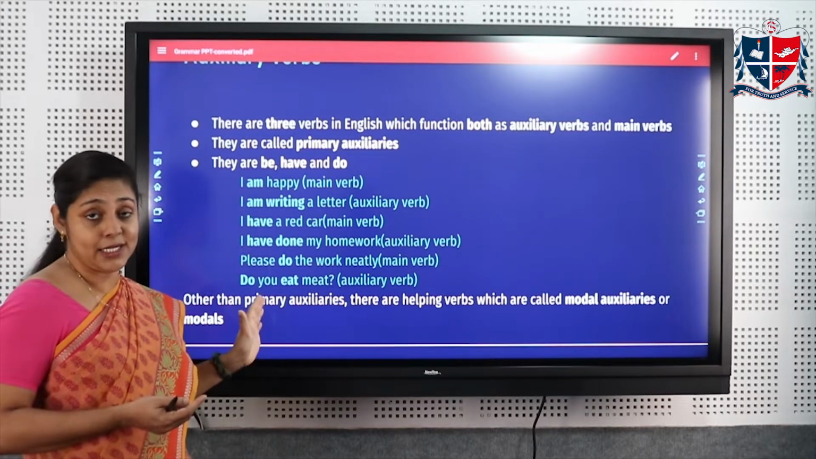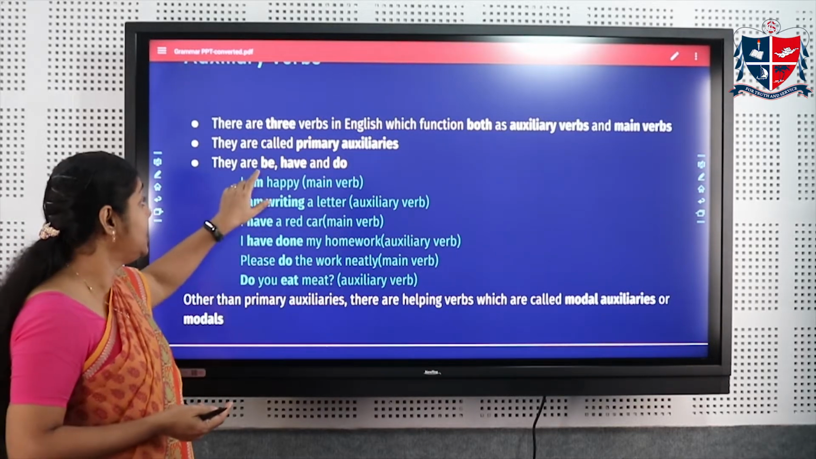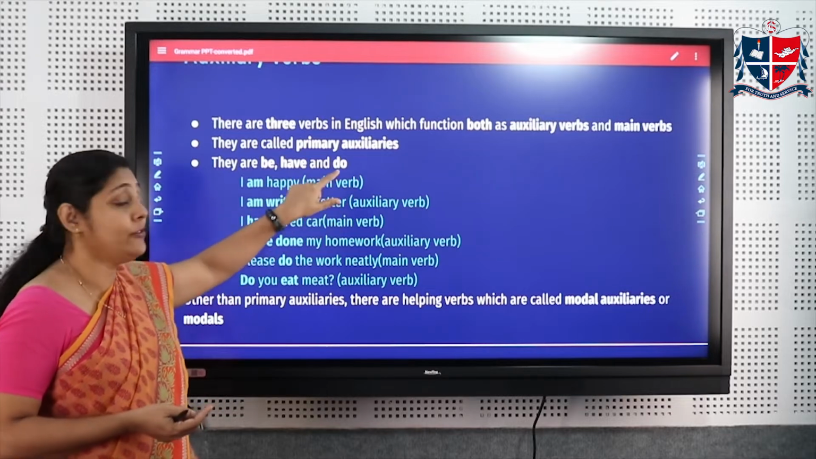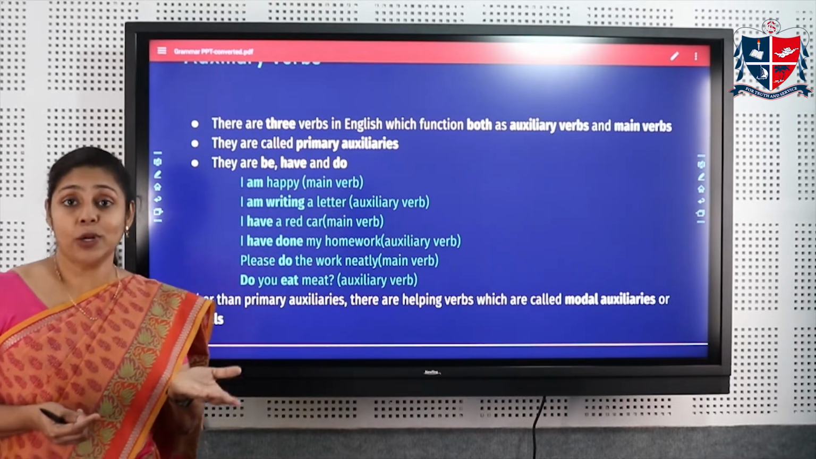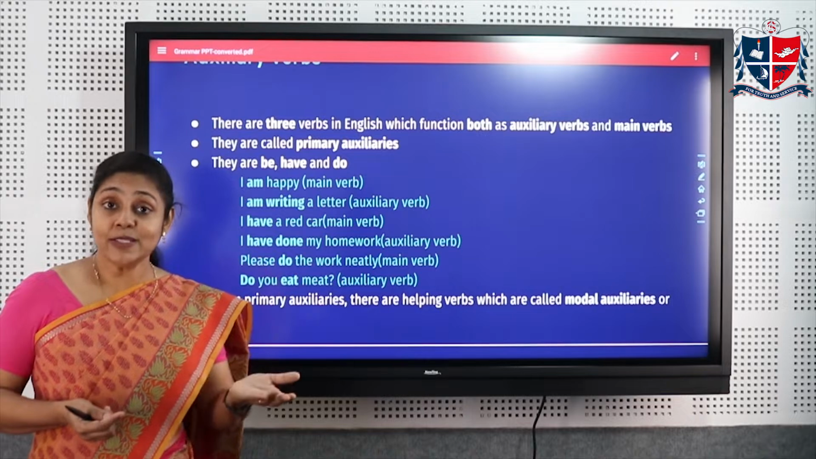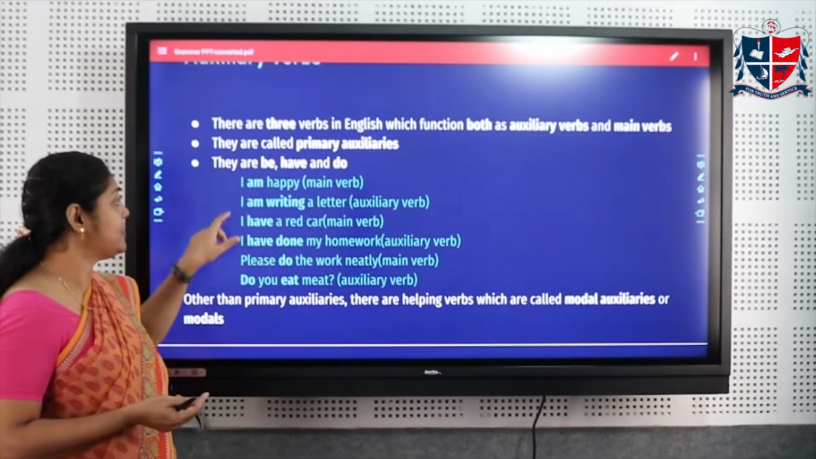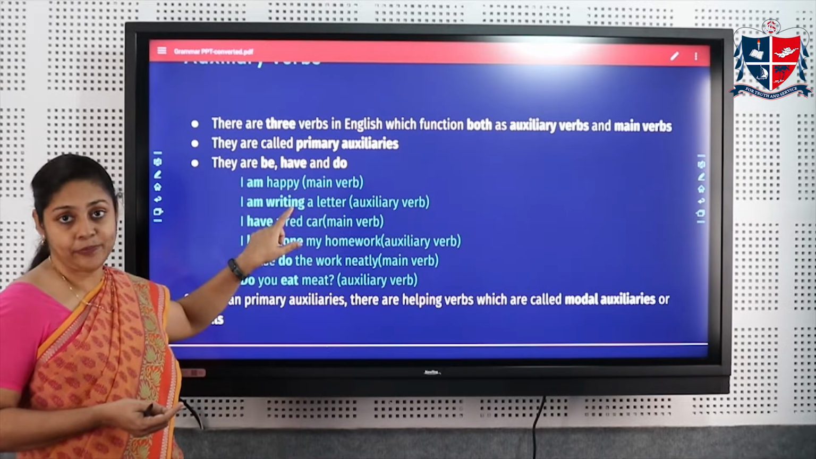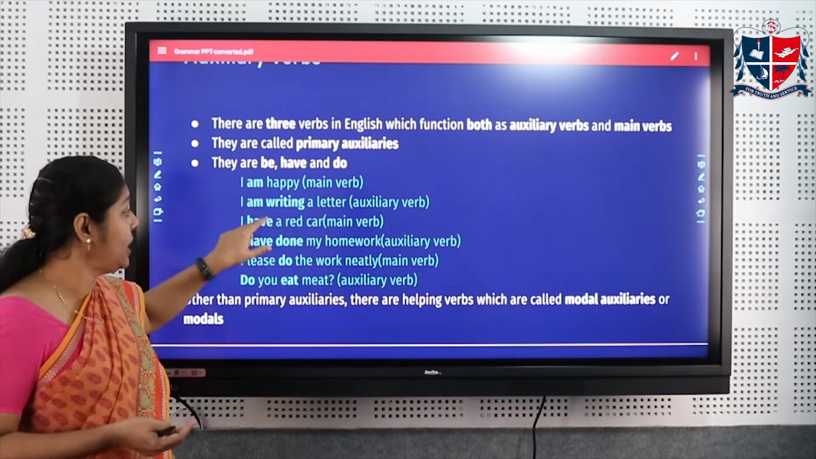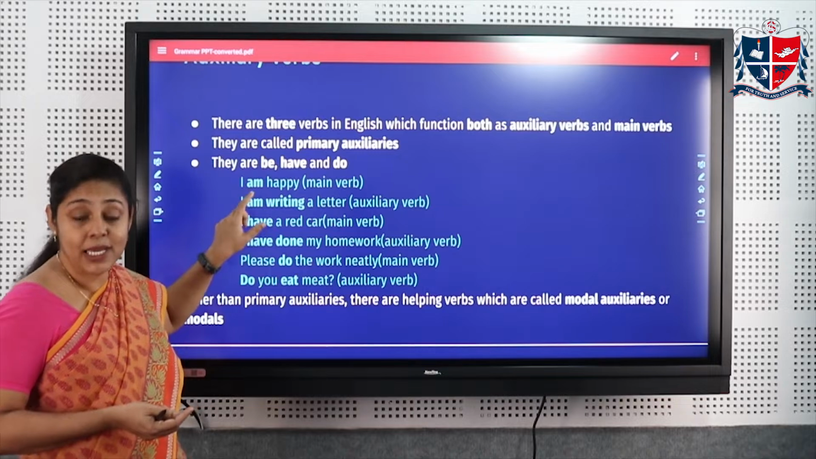In these sentences, we understand that these three verbs, be, have, and do, show both qualities. They show themselves as main verbs. They also show themselves as auxiliary verbs or helping verbs. Look at the first sentence. I am happy. In the sentence, I am happy, am, or the form of be, is a main verb.